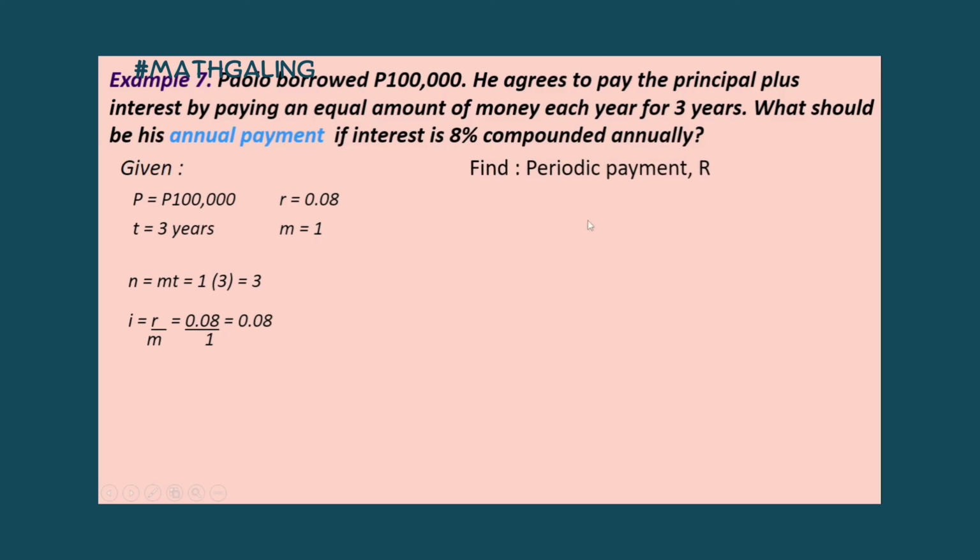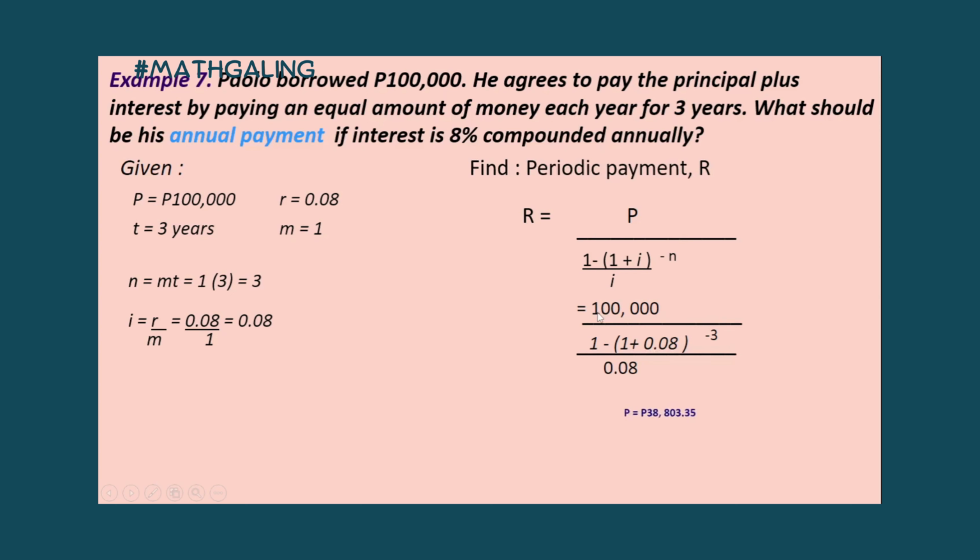So 100,000 over 1 minus open parenthesis 1 plus 0.08 close parenthesis to the exponent of negative 3, over 0.08. So the payment is, so the final answer is 38,803.35 pesos.